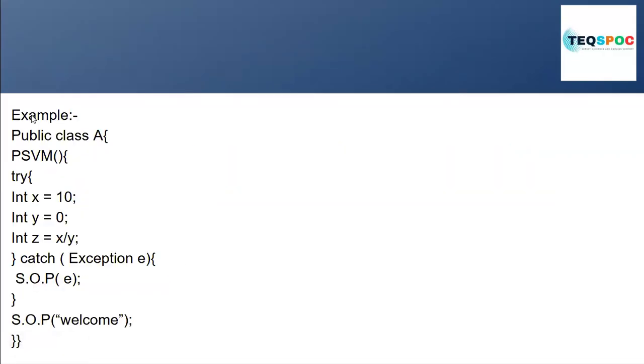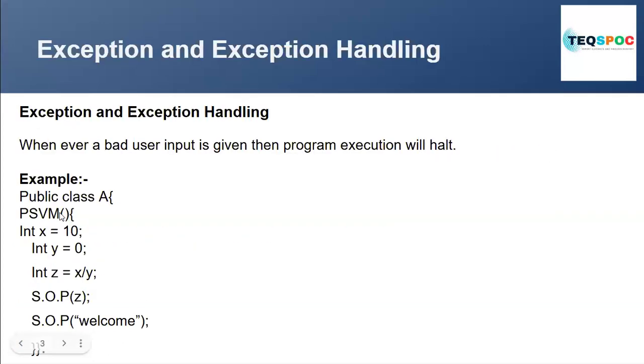So this is an example: public class A, main method. PSVM is the short form of the main method. This is a try block, this is a catch, this is a try catch. Earlier, what we have done is not inside the try catch block: int x equal to 10, int y equal to 0. We divided 10 by 0: int z equal to x divided by y, meaning divide 10 by 0. Then you will get an exception.